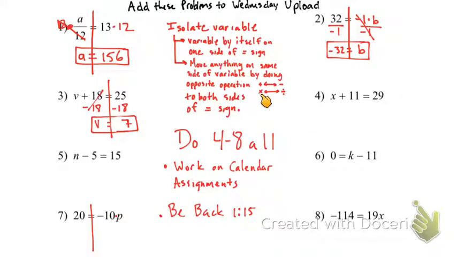To make something that's multiplying disappear, we divide both sides. What you do to one side, do to the other. The negative 10s cancel out. We're left with p, and that gives me negative 2 if you do the math correctly. And that's our final answer there. Hopefully that helps you with number 8 as well. But number 8 is very similar to that.